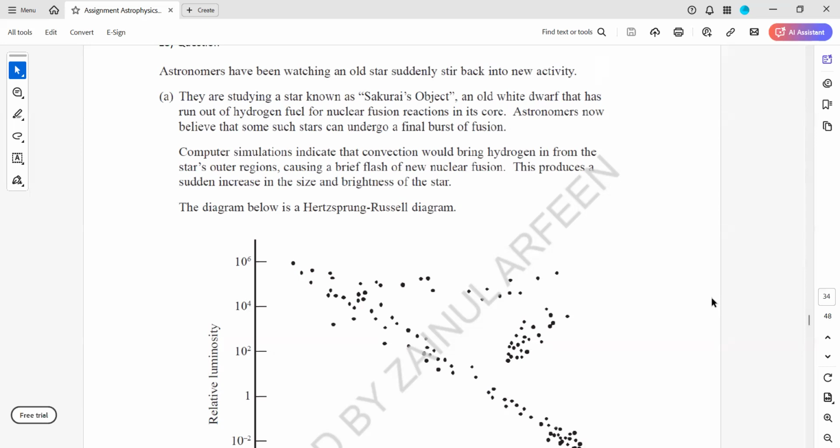Because usually, how the star reaches this white dwarf is, first it will be a protostar, then it turns into a main sequence star, then it will turn into a red giant, then a planetary nebula, which eventually turns the central core into a white dwarf and eventually into a black dwarf. But they're saying when it is a white dwarf, some fuel is left to undergo fusion, so it can undergo fusion.